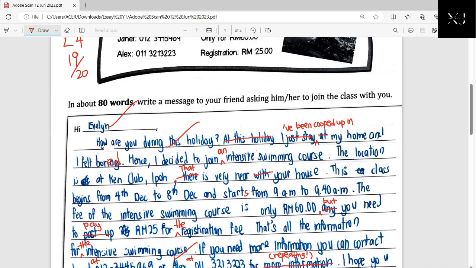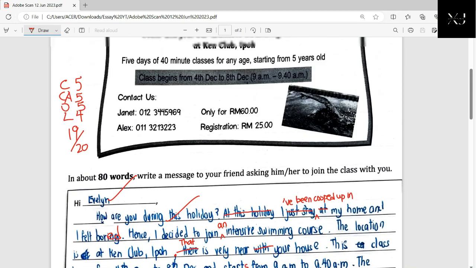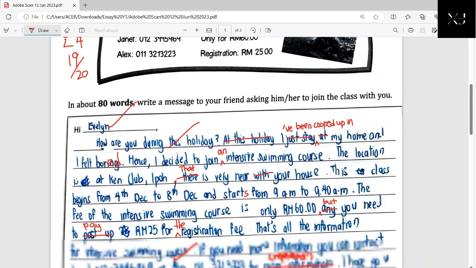Okay, hence I decided to join an intensive swimming course. Okay, so swimming. This swimming course, there's only one course, and because this adjective started with I, so we use an, okay, an intensive swimming course. So we started giving all the information that we learned from here in our short message.